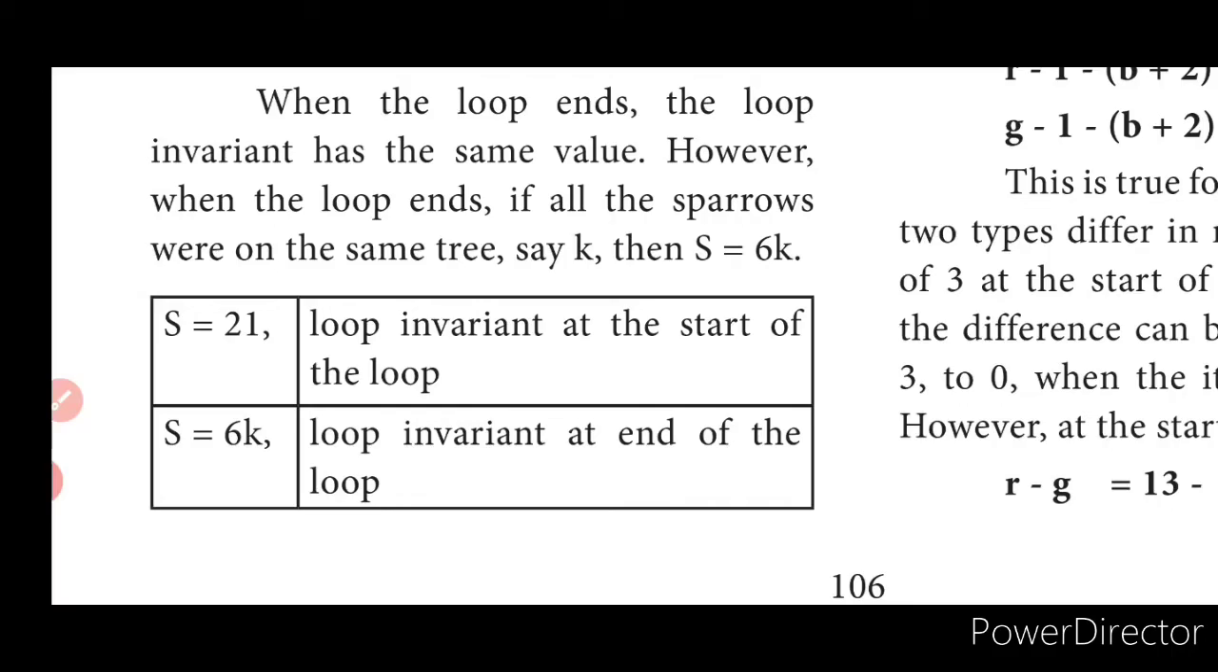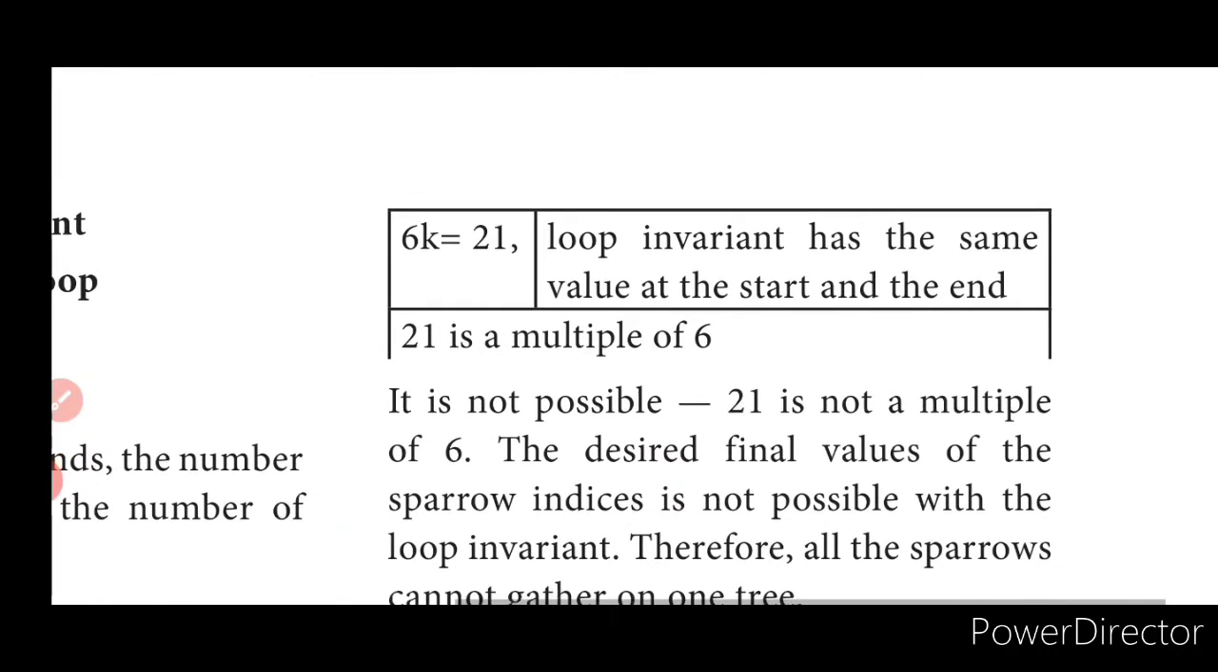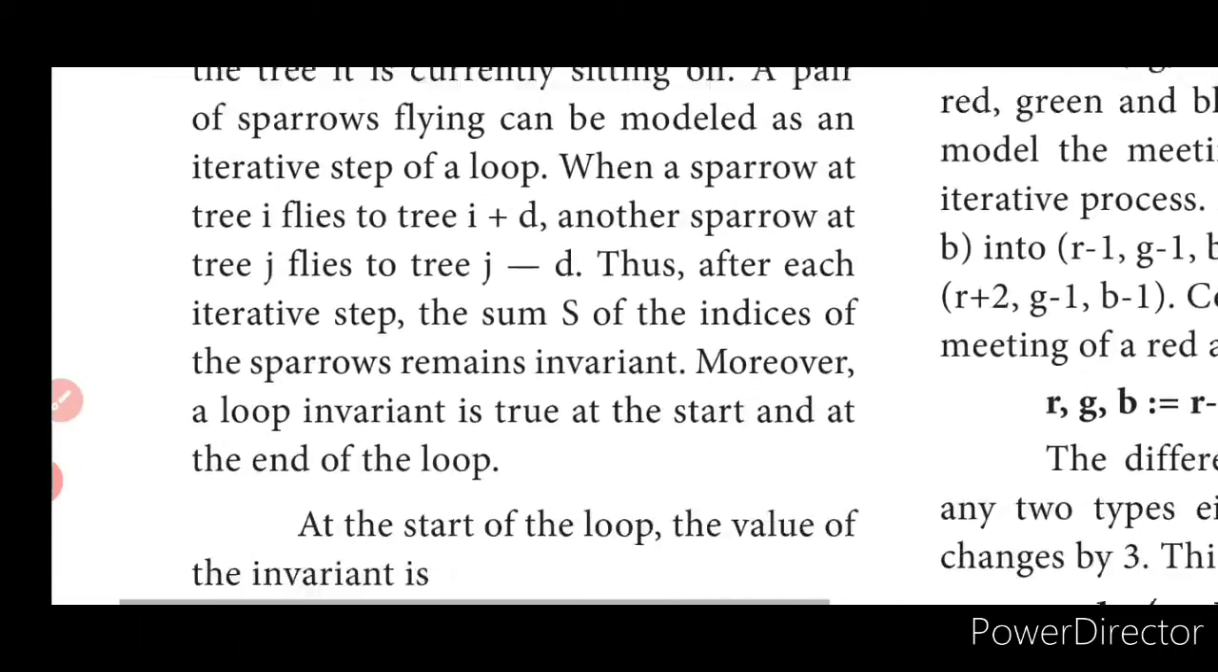s equals 6k is the loop invariant at the end of the loop. So 6k is equal to 21. This is how we wanted to take it. So the loop invariant has the same value at the start of the loop. So 21 should be a multiple of what? 6. Were you able to follow?